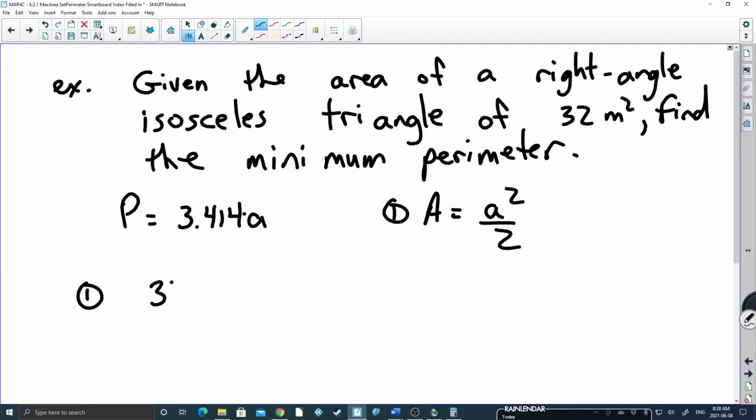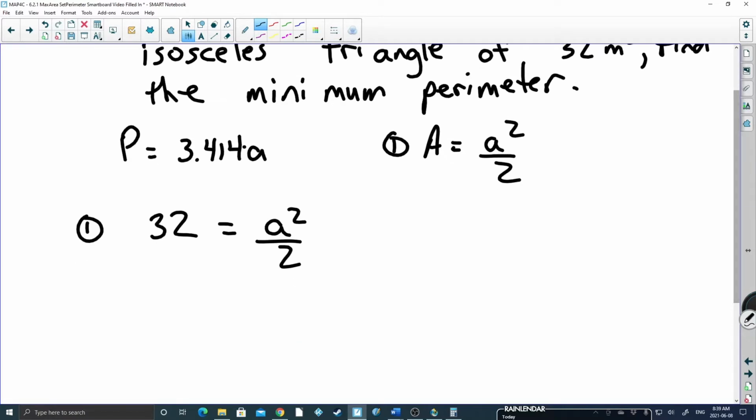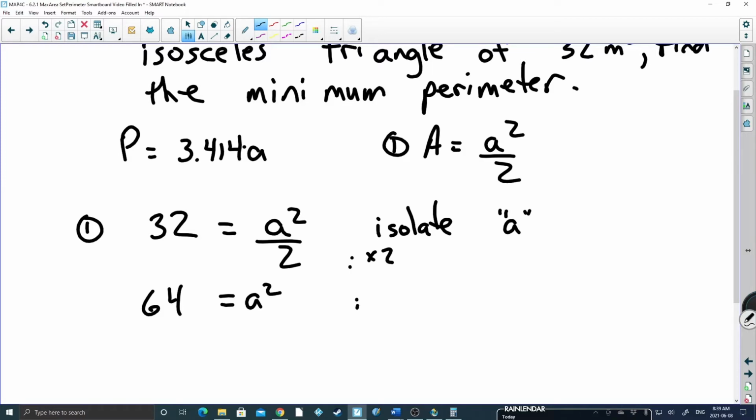We know that the area is 32. That's equal to A squared over 2. And now I have to isolate A. So algebraically, the way we do that is we're going to first multiply by 2. That's going to give me 64 is equal to A squared. And then I'm going to square root. So A is equal to the square root of 64, which is 8 in this case.